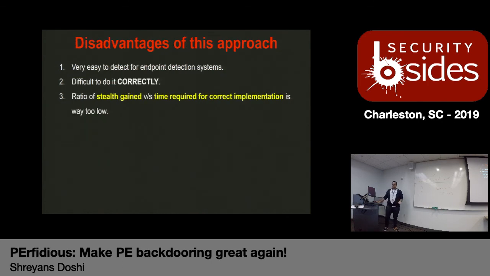Now, the disadvantage of this approach is that it is very easy to detect by most endpoint detection systems, right? Because in most PE files, only the text section contains execute permissions. So the endpoint detection system can just check for sections that have execute permissions, and say, okay, this section is something weird, I want to flag this PE file. So the stealth gain versus the time required to correctly implement this is way too low, right?